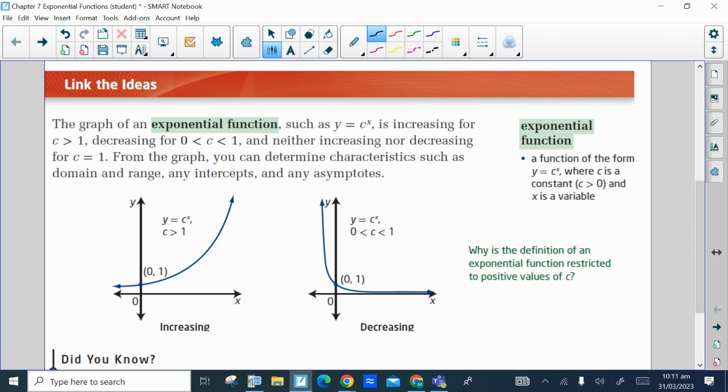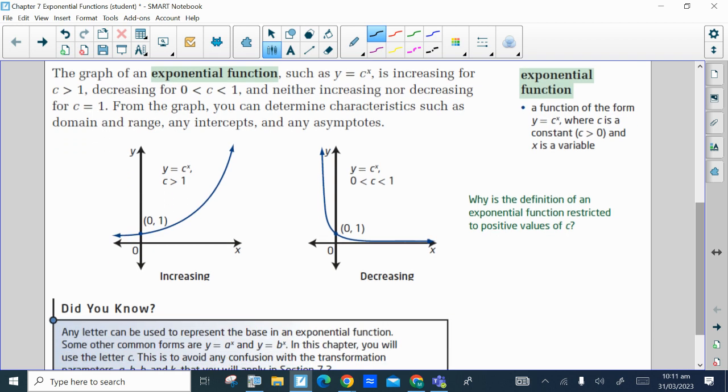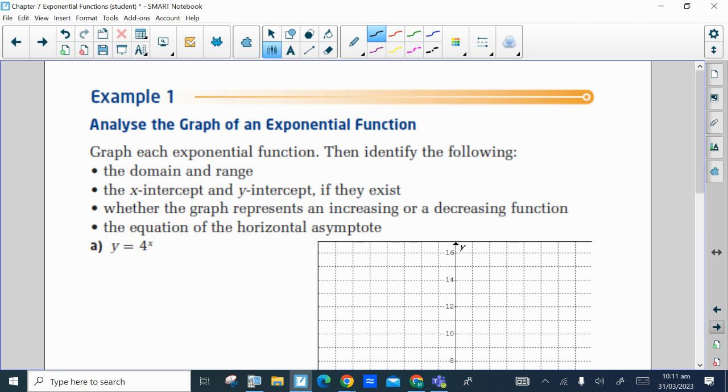Okay, so again, there's graphs there that show the increasing function when c is greater than 1, a decreasing function when c is between 0 and 1. So we're going to be looking at the base graphs, and we're also going to be doing transformations of these graphs.